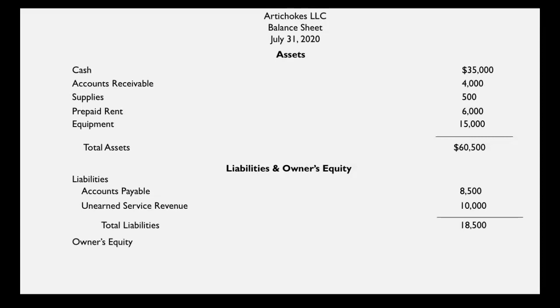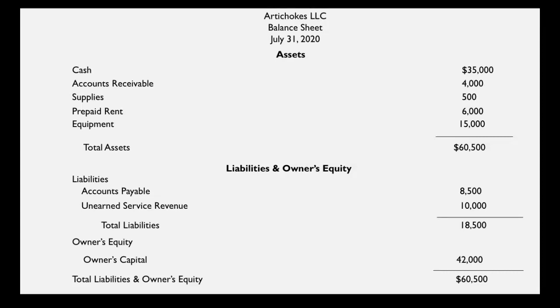Then we want to list out owner's equity accounts. So on a balance sheet, we won't be showing owner's drawings, we won't be showing revenues, we won't be showing expenses. And you'll learn more about why in chapter 4. Right now, think of it as you're just taking the capital amount that you just calculated on your owner's equity statement. So you found that to be 42,000. So we'll list out owner's capital to be 42,000. So we want to add together now our liabilities and our equity. And we see that our total liabilities and owner's equity is 60,500.